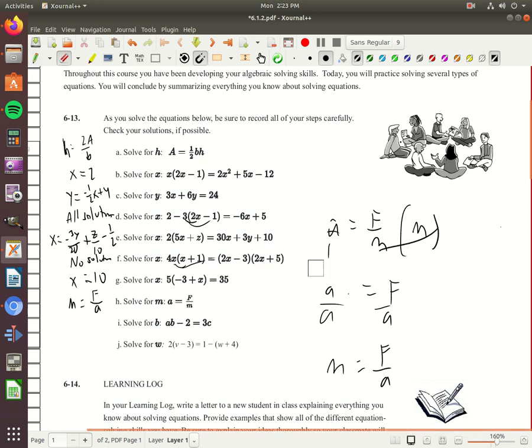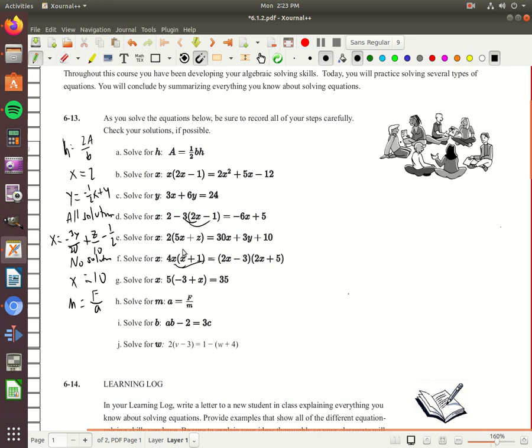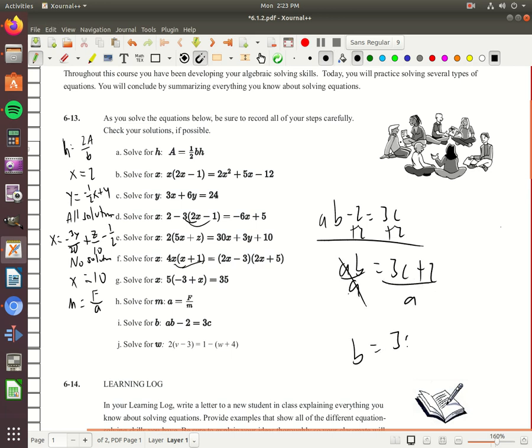Let's go with I. Sorry, this looks like such a mess. So we're going to solve for B. AB minus 2 equals 3C. So I'll add 2 to both sides first. And then I'll divide by A. So B equals 3C plus 2 over A.